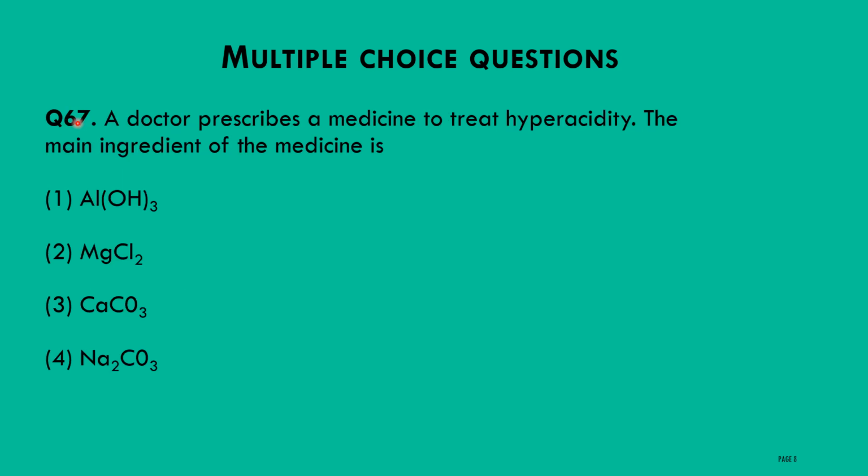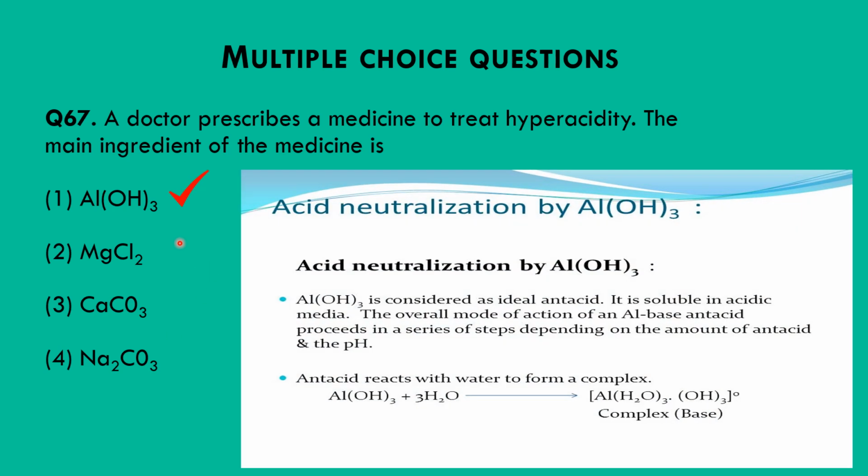Question number 67. A doctor prescribes a medicine to treat hyperacidity. The main ingredient of the medicine is: first, aluminum hydroxide; second, magnesium chloride; third, calcium carbonate; fourth, sodium carbonate. The correct answer is aluminum hydroxide.